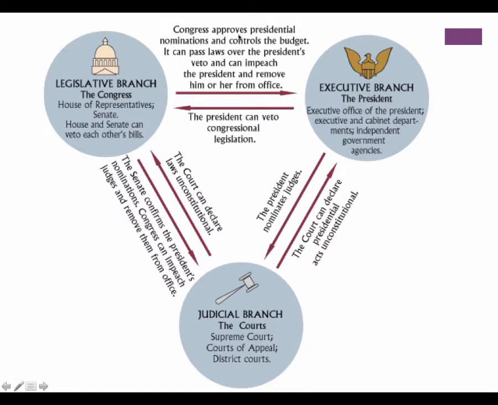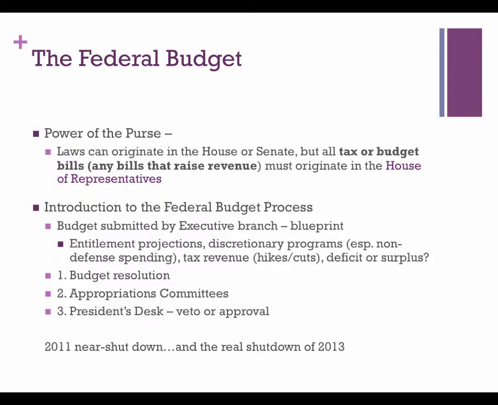So we have this intra-branch and inter-branch checks on the powers, right? Another thing I wanted to highlight, because you'll be hearing a ton of stuff about the federal budget and the budget issues in the news. The Constitution is really clear about where the financial power lies in the national government, right? It's in the House of Representatives. As we know, all taxing or spending bills have to originate in the House of Representatives.